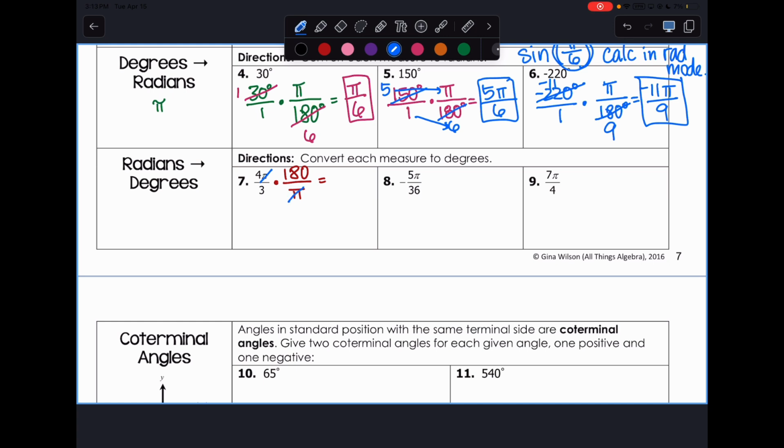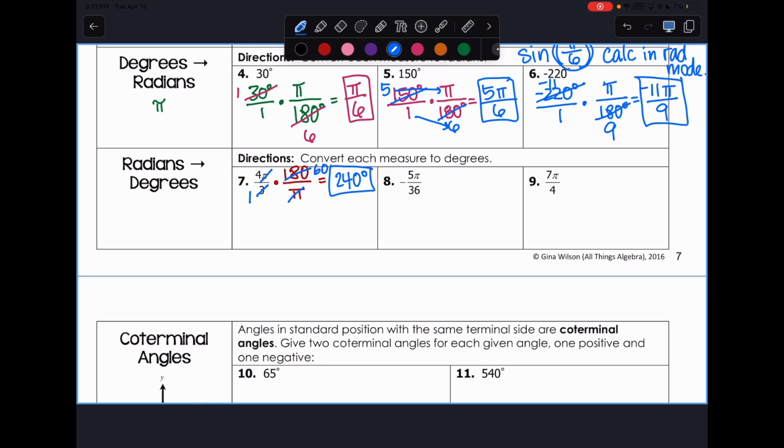Can 3 go into 180? Yep. How many times? 60 times. What's 60 times 4? 240 degrees. Not bad, right? Yeah? If you want to keep everything in degree mode, you can always convert all the radians to degrees before you even put it into your calculator, and you don't have to change your mode.